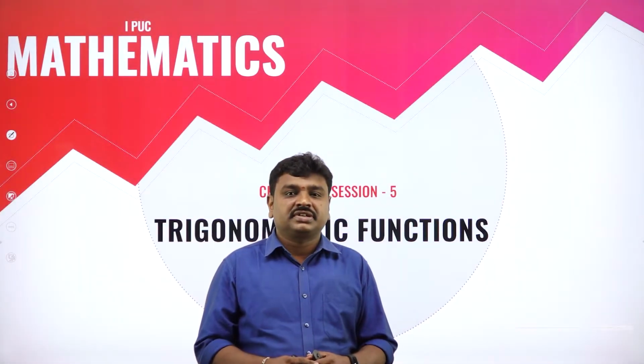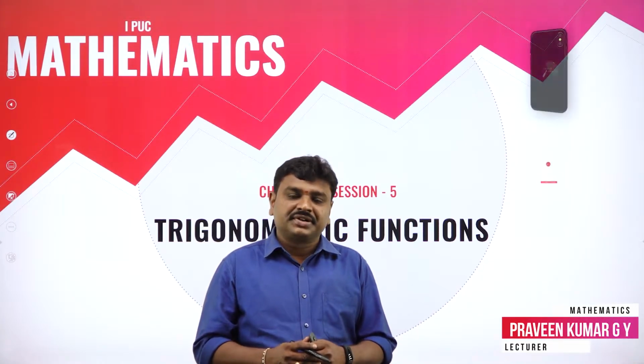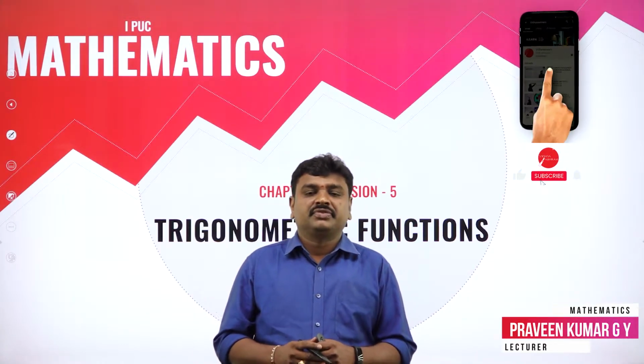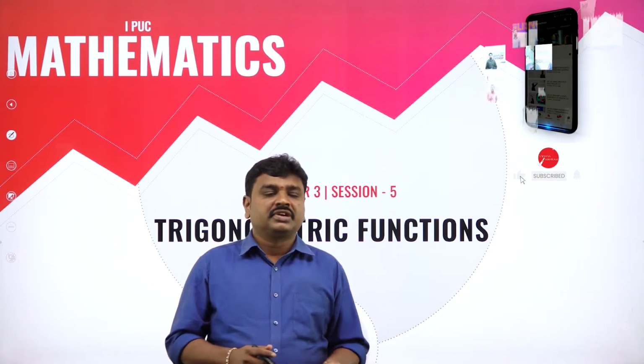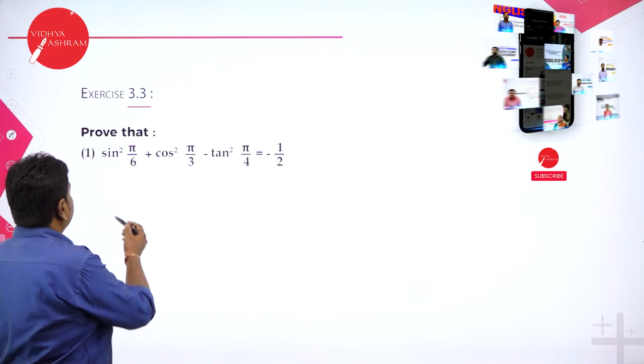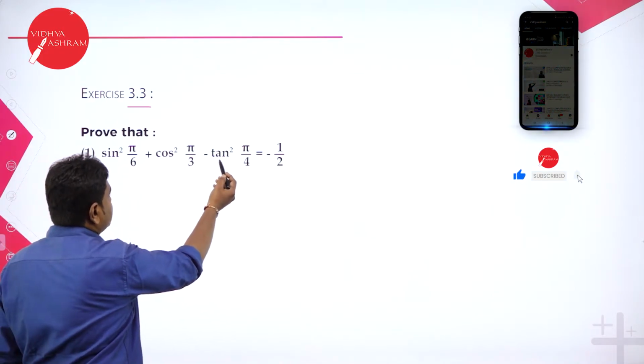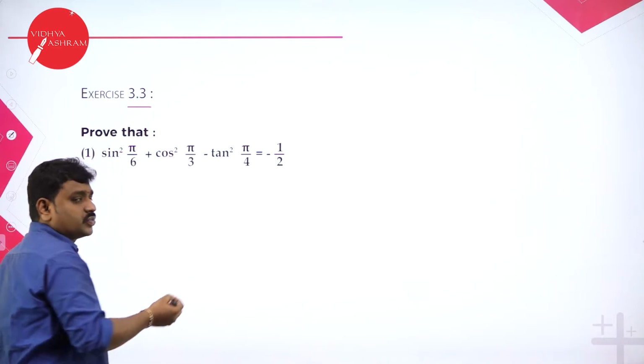Welcome to the session, dear students. Today we'll go ahead with the problems of trigonometry. I have done some of the problems of the exercise, so we'll continue with exercise 3.3. First problem, prove that sin square pi by 6 plus cos square pi by 3 minus tan square pi by 4 equals minus 1 by 2.